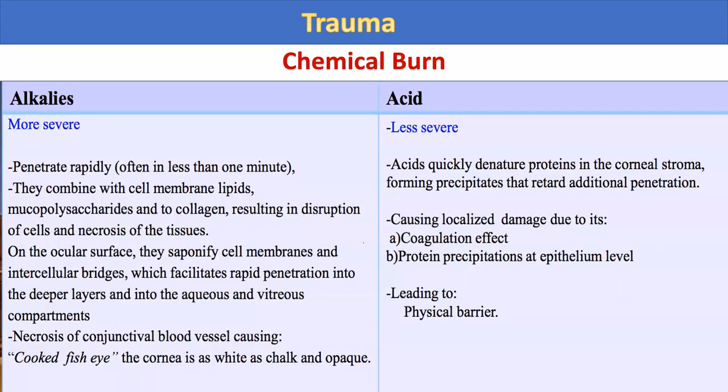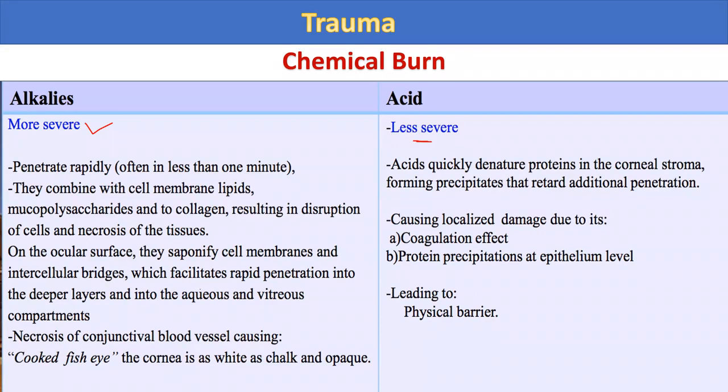Regarding the differences between the chemical burns, alkalis tend to be more severe. They tend to penetrate more, and this is very important. Acids are less severe. Why are alkalis more severe? Because they penetrate the eye more rapidly. In less than 1 minute, the whole cornea will be denatured. They combine with lipids, mucopolysaccharides, and collagen, leading to disruption of cells and necrosis of the tissues.